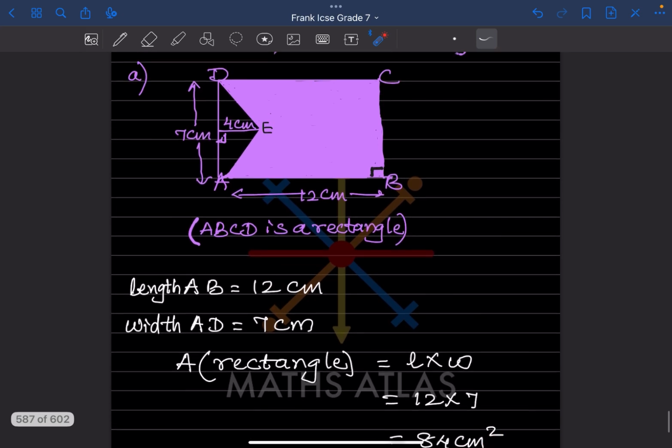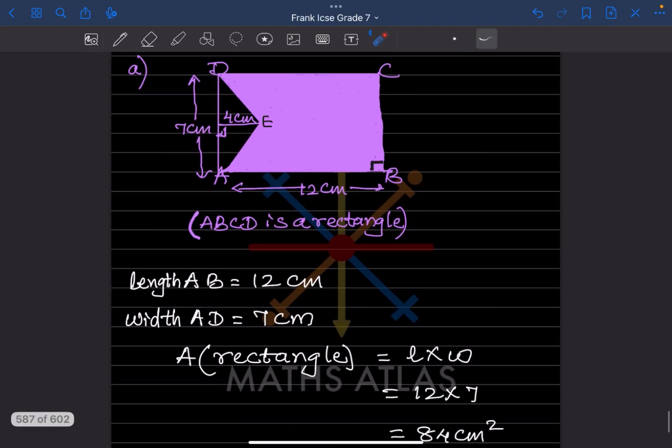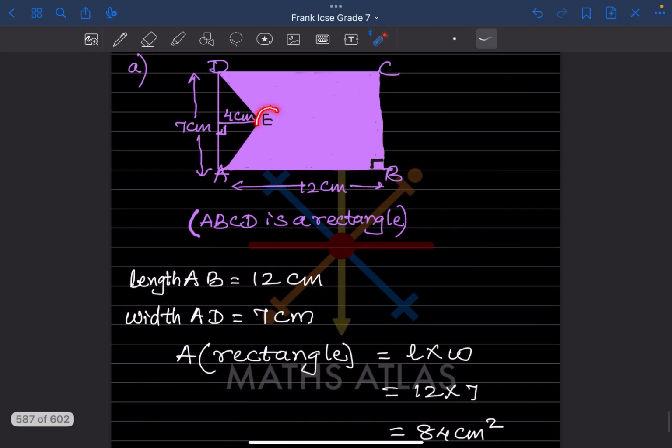Now we can see from this rectangle we have to remove this part. This is a triangle, so we have to find out this part. This is the shaded one. So what will you do? First thing, we will remove this part. For that, we have to see the area of that one. So what is the area of this one? I put this one extra as E.